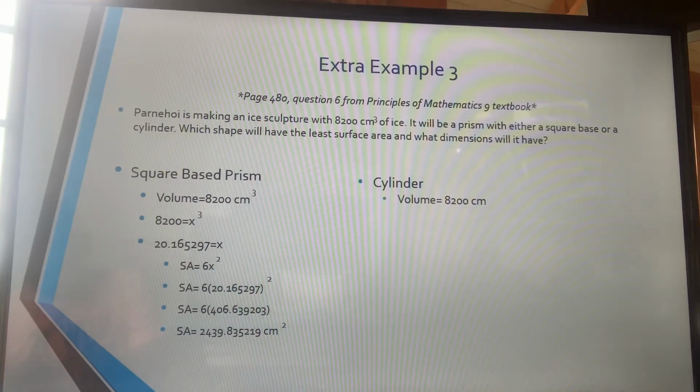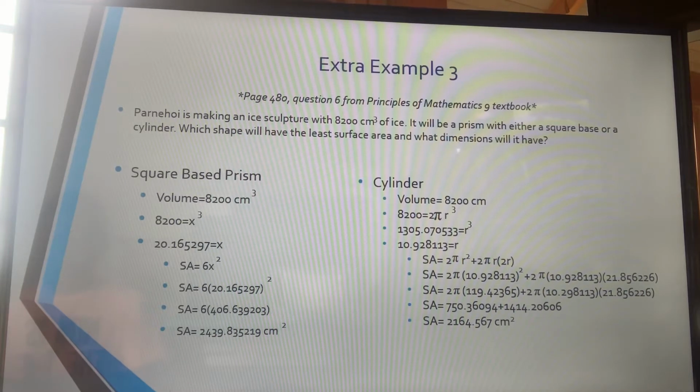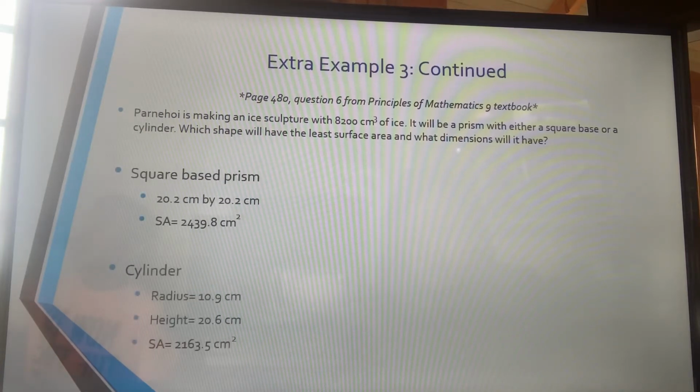Next, the cylinder. Determine the volume, which is still about 8,200 centimeters cubed, and put it into the equation. Solve using inverse operations again to get about 10.9. This is the radius. Put the radius into the surface area equation, and then solve to get the total surface area, which is about 2,164.6 centimeters squared.